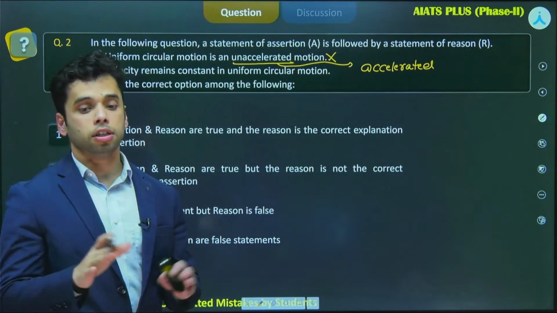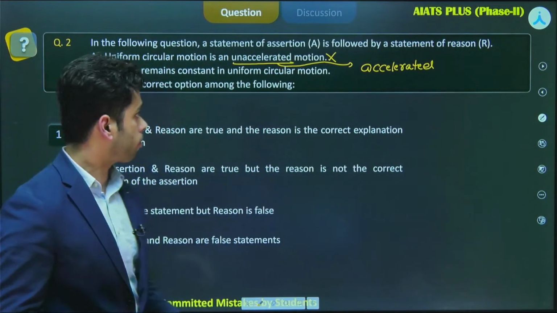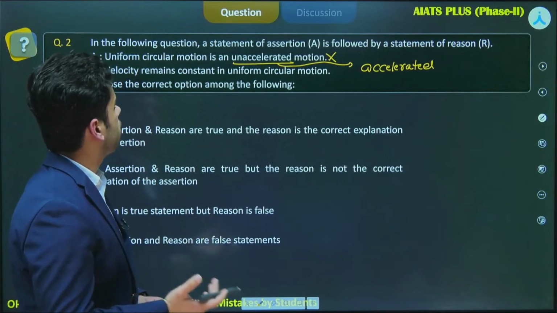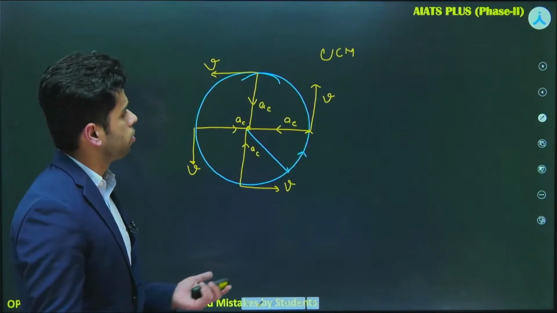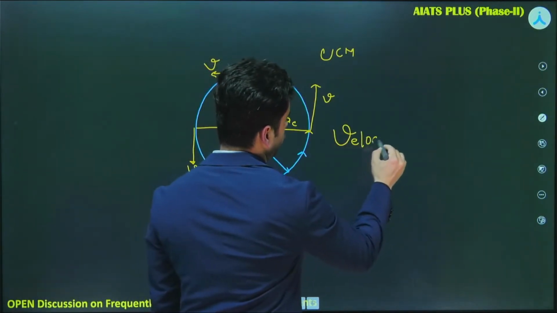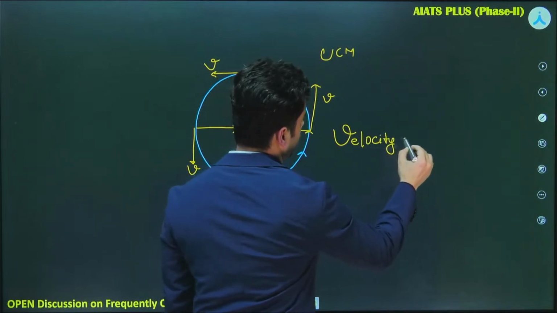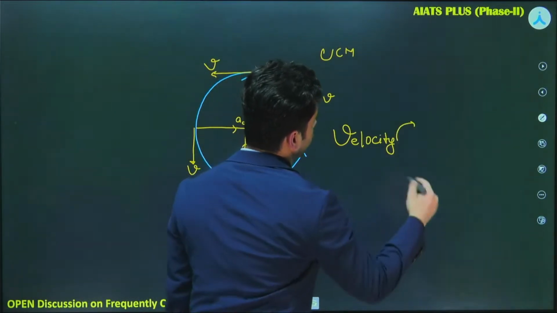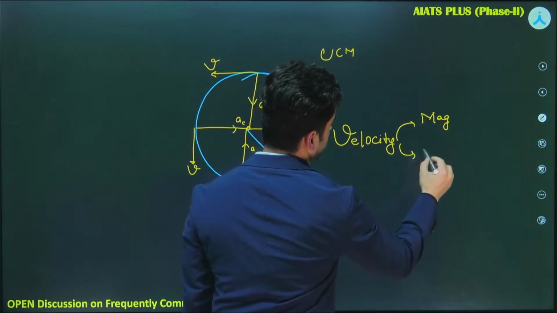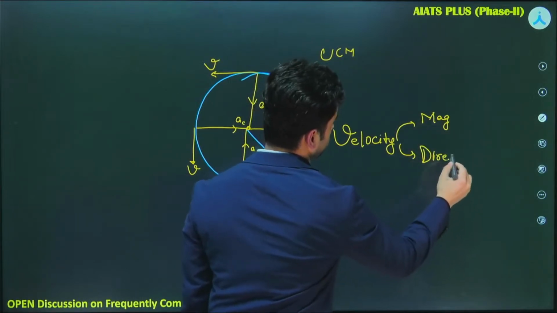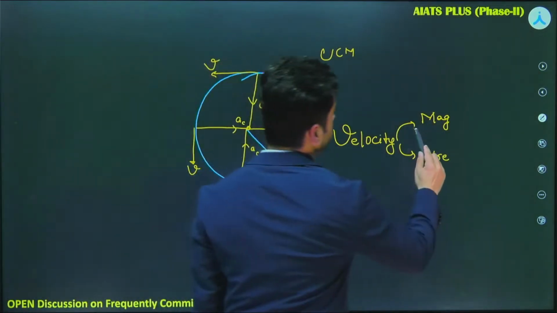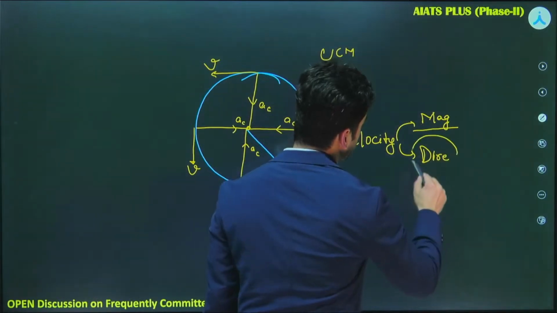Right? So the assertion is wrong. Now let's talk about the reason. Velocity remains constant in uniform circular motion. Dear students, velocity has magnitude as well as direction, right? So in uniform circular motion, the magnitude is fixed, but the direction is continuously changing.